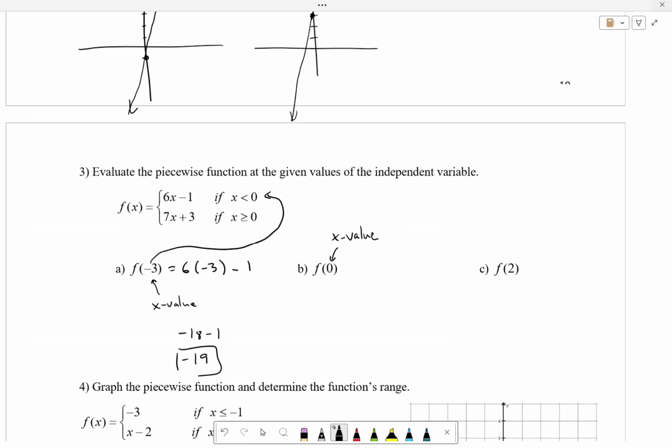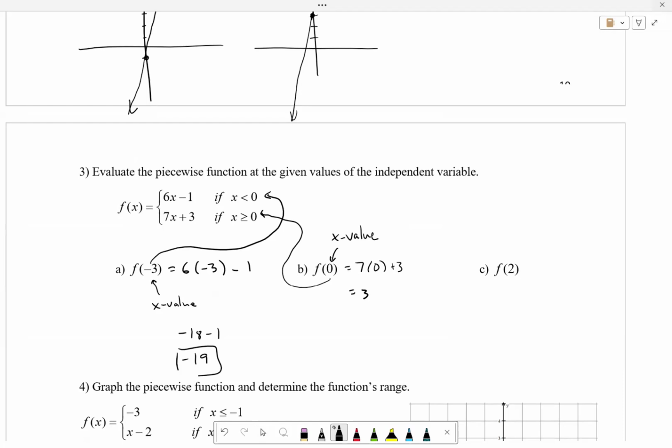I have to plug it into one that fits. I think this one, right, if x is greater than or equal to 0, it goes into that part of the function. So this is going to become 7 times 0 plus 3, extremely challenging to do there. F of 0 equals 3.